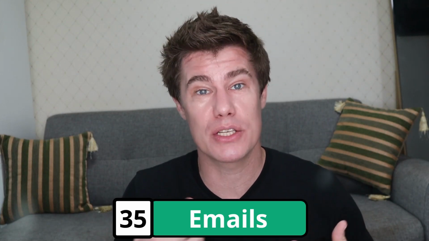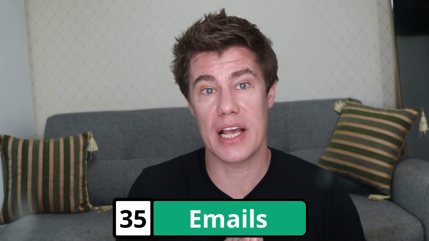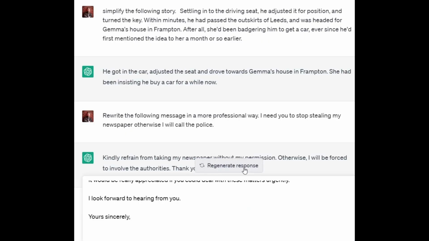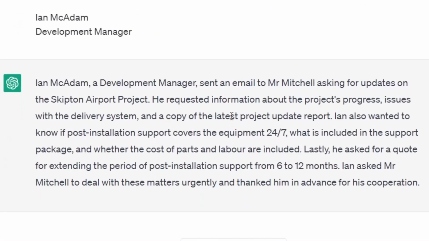ChatGPT can also explain something to you. For example, explaining an email in a simpler way so that you understand. Explain the following email in a simple way. Copy and paste. It's a long email, and then ChatGPT explains it in a simple way that we can understand. It's almost like a summary, but it also explains the intention behind the email.